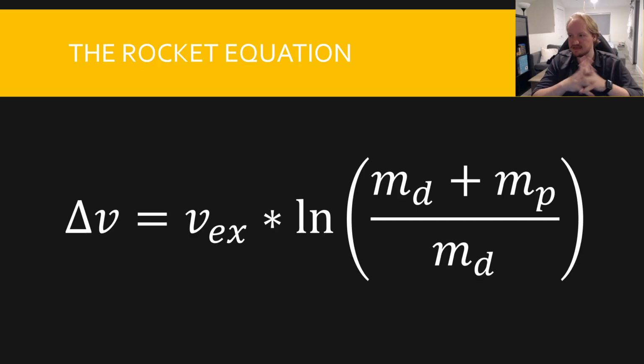When you're designing for space missions, a lot of the time we talk in terms of delta V, because when you're looking at maximum speeds that you need to reach between two orbiting bodies, delta V is really what we're going to be looking at.